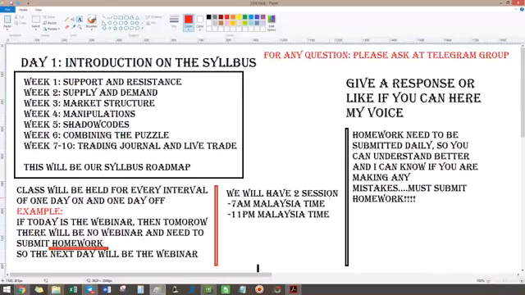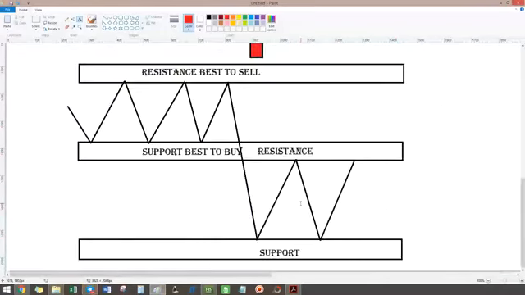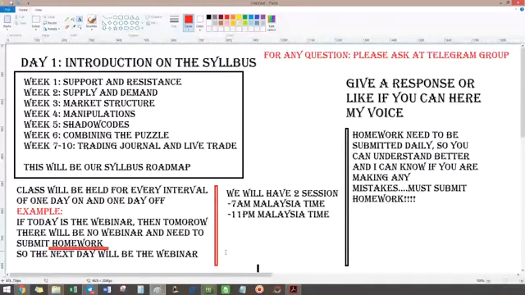So we will have 2 sessions. One session is 7 a.m. Malaysia time and the other is 7 p.m. Malaysia time. If you miss the 7 a.m., you can attend the 7 p.m. class. If you miss the 7 p.m., you can attend the 7 a.m. one. Homework needs to be submitted daily so you can understand better and I can know if you are making any mistake. So you must submit the homework.